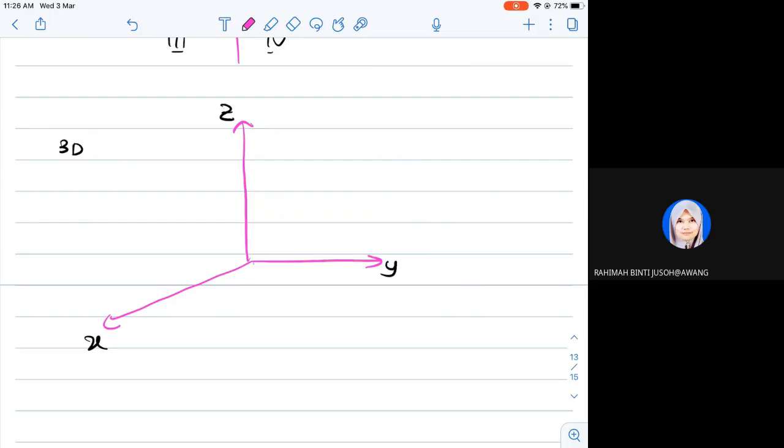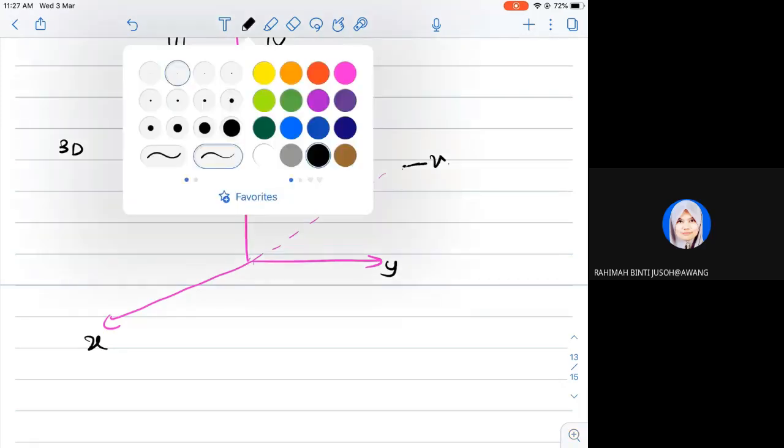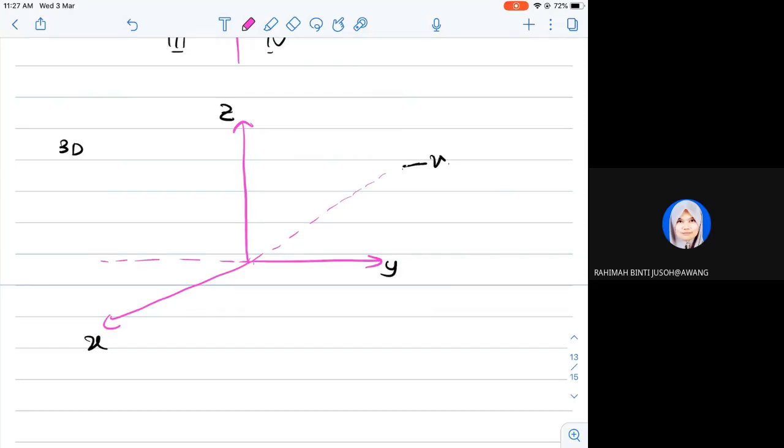Kalau X sebelah depan, sebelah belakang adalah X negatif. Sebelah kiri dia adalah Y yang negatif. Sebelah bawah dia adalah Z yang negatif. So, you kena imagine macam ni guys. Dia 4 atas, 4 bawah.